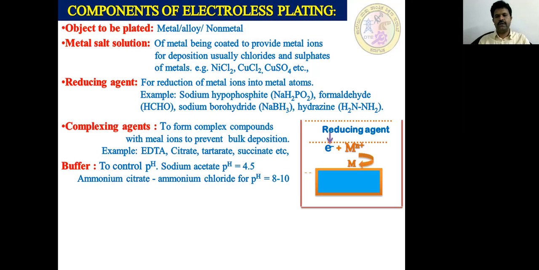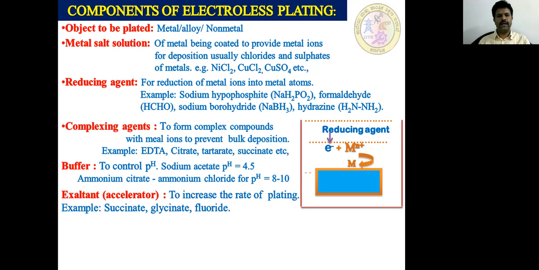Buffer solution is to control the required pH. For example, sodium acetate gives a pH of about 4.5, an acidic buffer. And ammonium citrate, ammonium chloride buffer is a basic buffer, giving pH 8 to 10. And accelerators or exaltants increase the rate of plating. For example, we can use succinates, glycinate, fluoride ions.